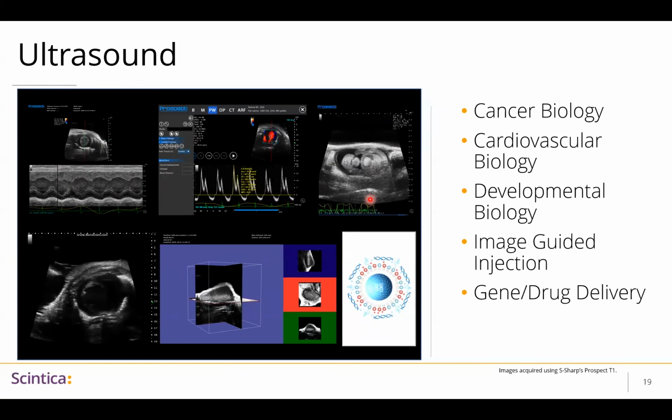In terms of developmental biology, we can image the embryos, confirm pregnancy, and watch as they grow. We can confirm that they're viable. Here we're seeing the heartbeat within the embryo. That would indicate that the embryo is viable.